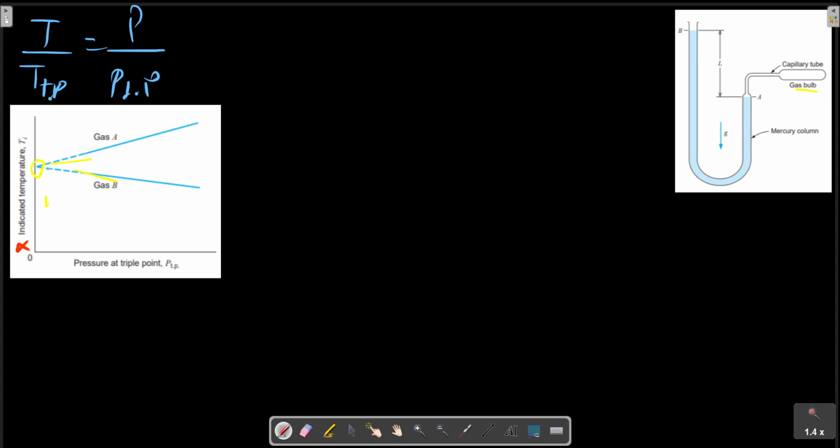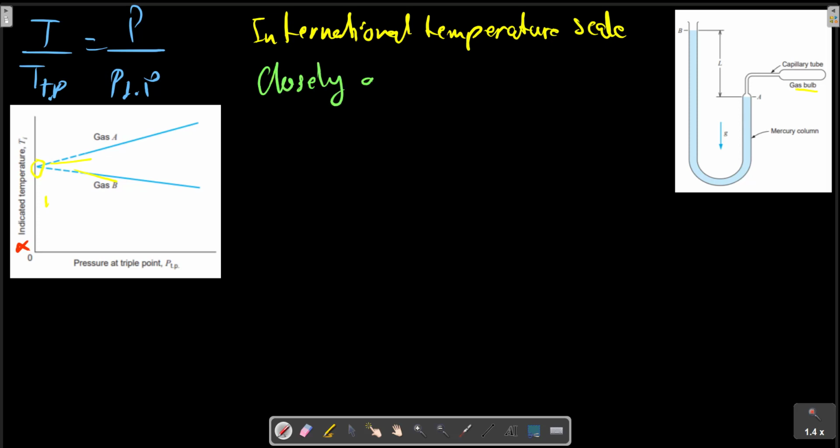The International Temperature Scale, which was mentioned in Chapter 2, closely approximates the thermodynamic temperature scale.